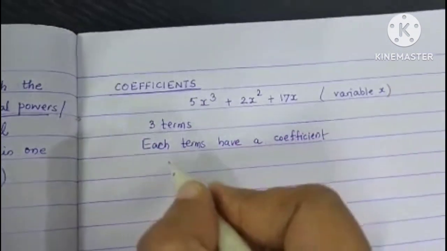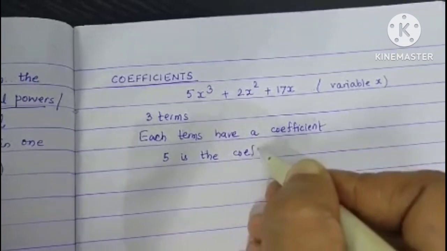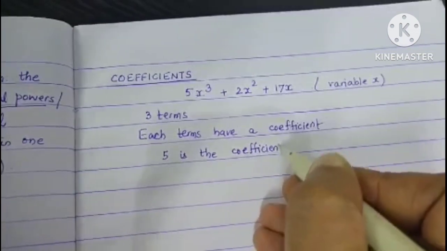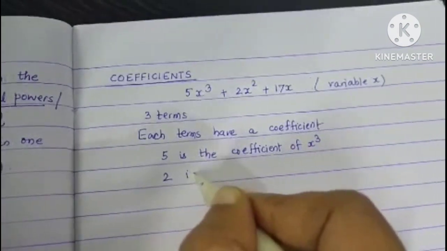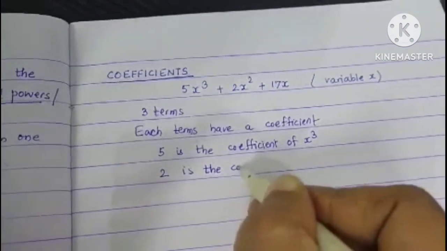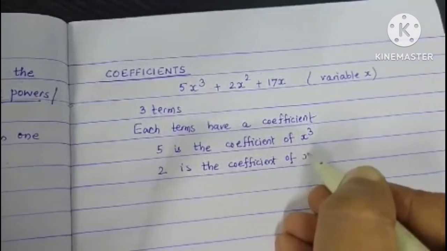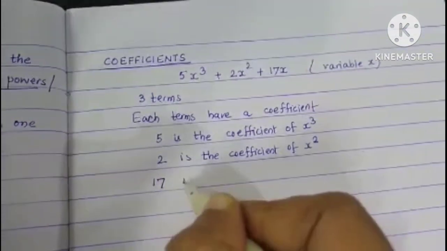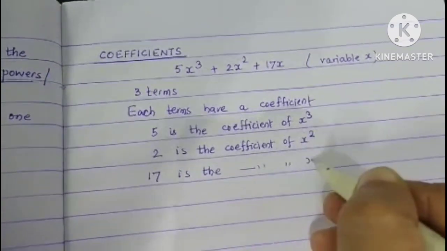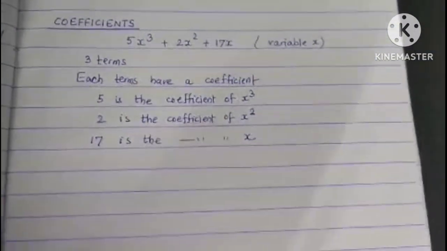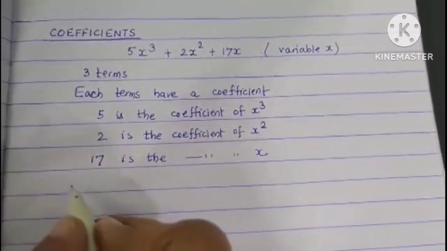So in the first term, 5 is the coefficient of x cube. Now 2 is the coefficient of x square. Now 17 is the coefficient of x. So like this are called the coefficients. Let us understand from one more example.